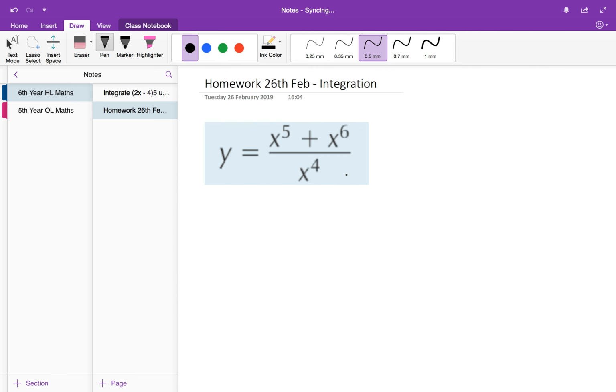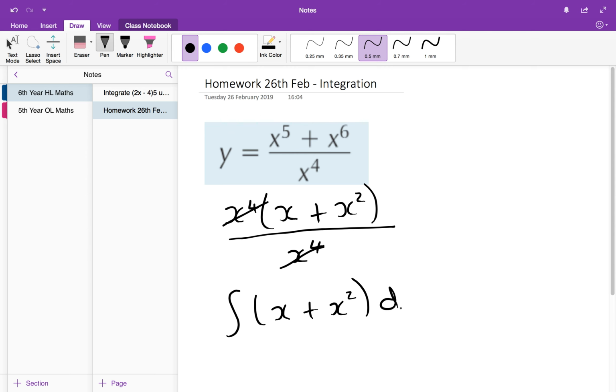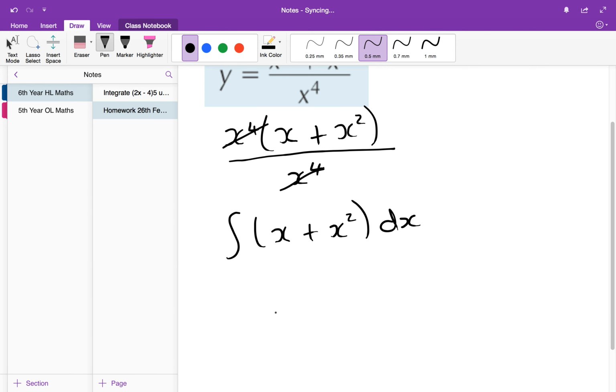So we're trying to integrate this, but we don't have a quotient rule. So the big thing is you need to have no fraction because you can't integrate the fraction. So you use algebra. If you take x to the 4 out of the top line as a highest common factor, you're left with x plus x squared. And the reason I took out x to the power of 4 is because I wanted it to cancel with the x to the 4 on the bottom. We are then trying to integrate x plus x squared with respect to x, which is straightforward enough.